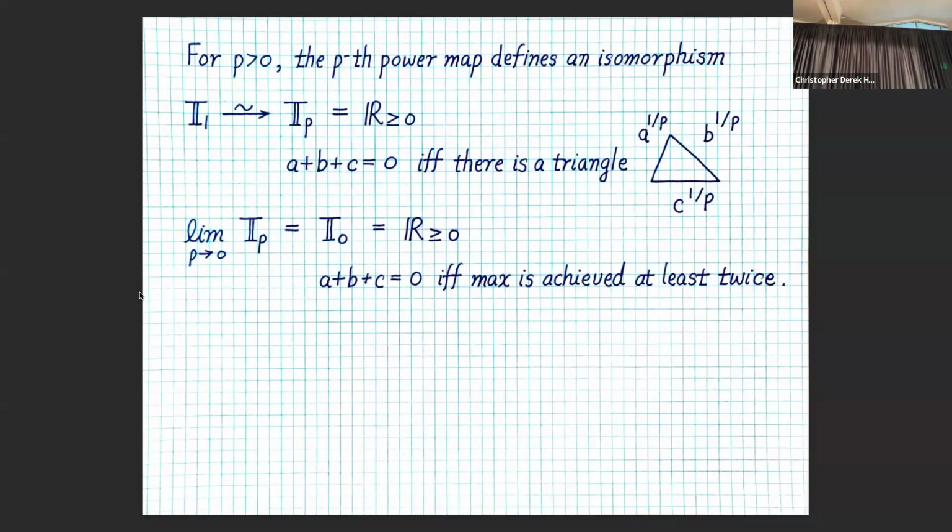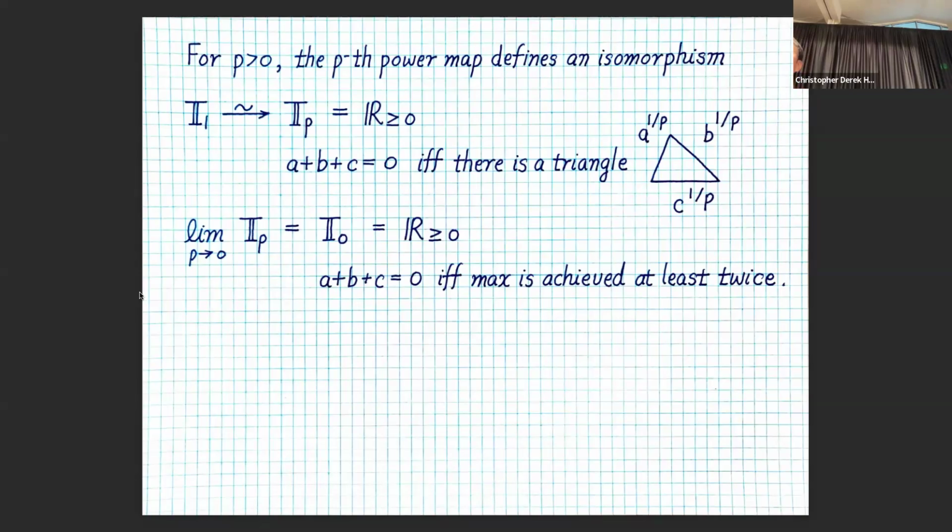There is an obvious deformation, or an isomorphism, of T1 to the same structure that we call TP for every positive number P. It has the same underlying set, which is the set of non-negative real numbers. And you say that A plus B plus C is equal to 0 exactly when there is a triangle with side lengths A to the power 1 over P, B to the power 1 over P, and C to the power 1 over P. I just use the isomorphism that sends A to A to the P to define a structure on TP. And the reason why you would be interested in doing this is that they have an interesting limit.